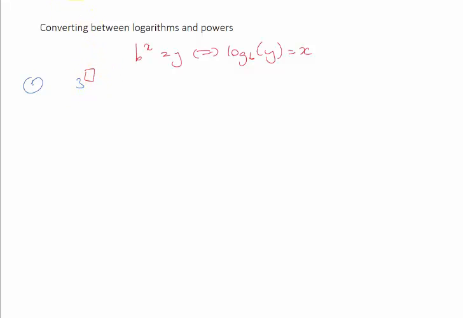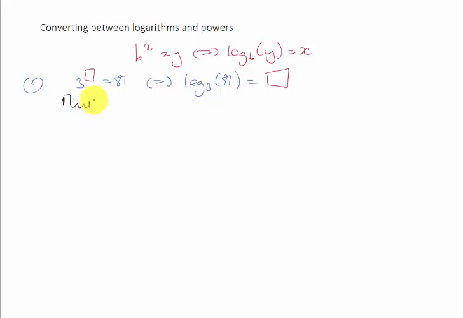So 3 to the power something is equal to 81 is equivalent to the log in base 3 of 81 equals something. So this is what we want to work out: the number of times we multiply 3 by itself, and that gives us the log in base 3 of 81. So what do we do?